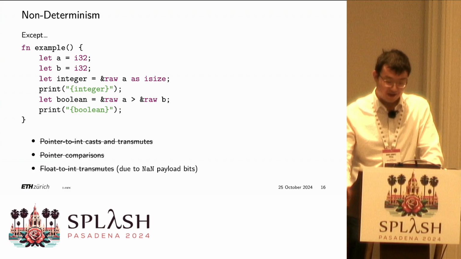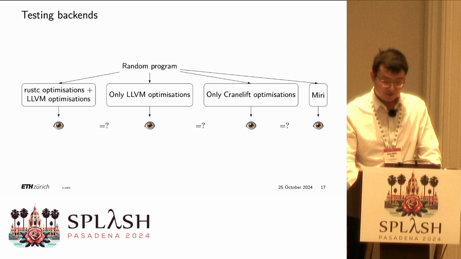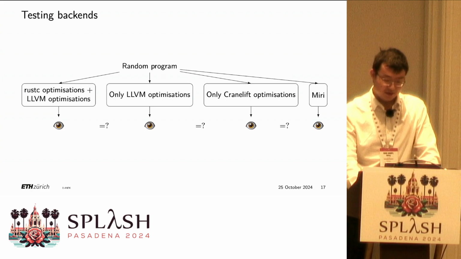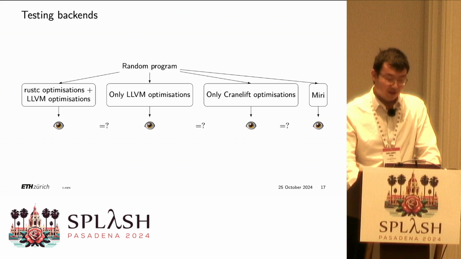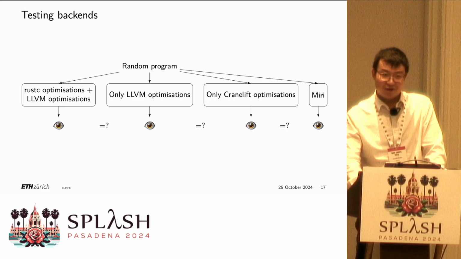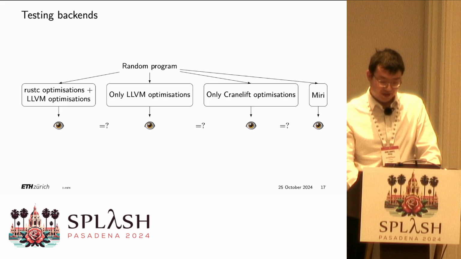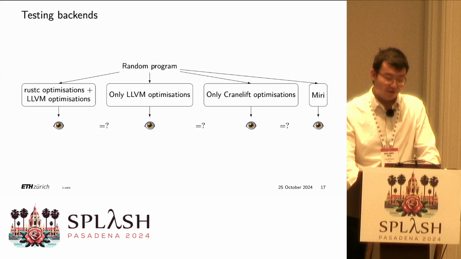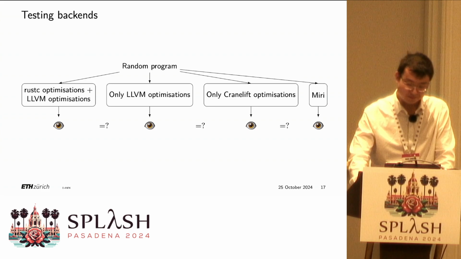Utilizing all of these techniques I've shown you, we've generated a whole bunch of programs and targeted 4 testing backends. Rust with LLVM, which is the default code generation backend, but at different optimization levels. Cranelift, which is an alternative code generation backend to LLVM, and Miri, which is an interpreter that can detect UB at runtime, confirming that our generated code is indeed UB-free.